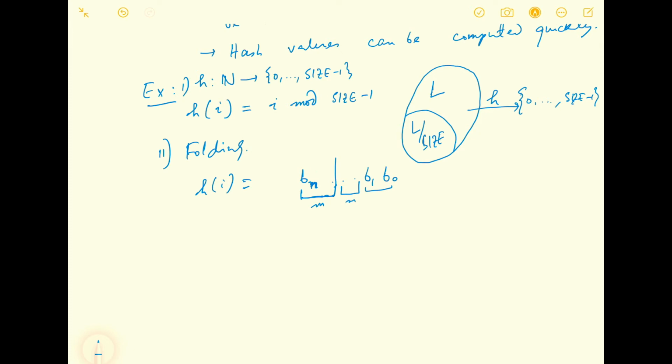So suppose this is part 1, this is part 2, and so on. You define the hash function h of i to be p1 XOR p2 and so on, and to respect the size, whatever the value becomes, you take mod size minus 1. So clearly this hash function looks much more random than the first hash function.